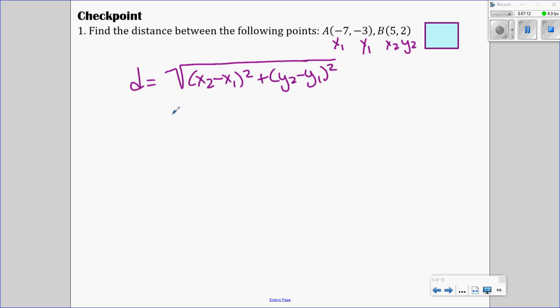x2 minus x1 squared plus y2 minus y1 squared. And then we put in all the information that we have labeled. So 5 minus negative 7. Be careful with the signs. This is where it's trying to trip you up.